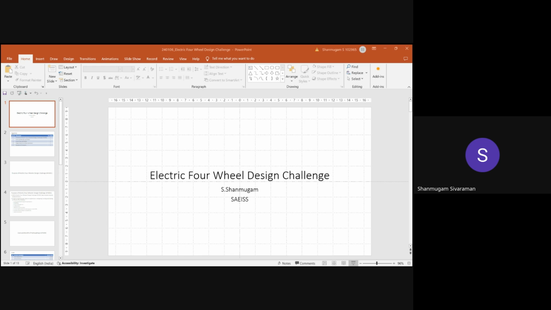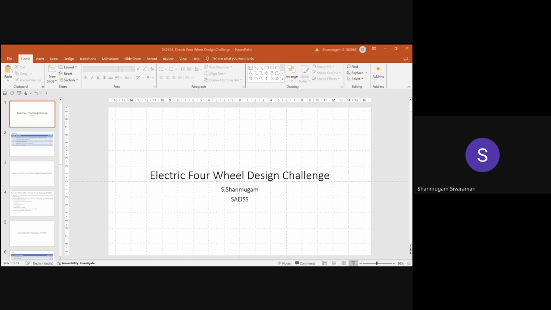So this first electric four-wheeler design challenge is a kind of bridge. This gives an experience for student engineers. That's the whole idea. So you are prepared for industry. You become industry ready, right? So let us go into the purpose.